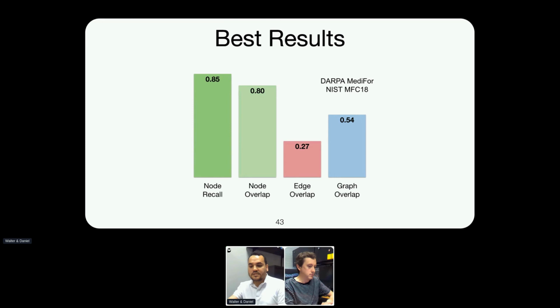As you can see here, we do not do really well on the edge overlap. These metrics should be between 0 and 1, where 1 is perfect. And you can see that 0.27 is far from 1 for finding the edges and connecting the images. So we have a lot of space here to improve these results and get better examples.